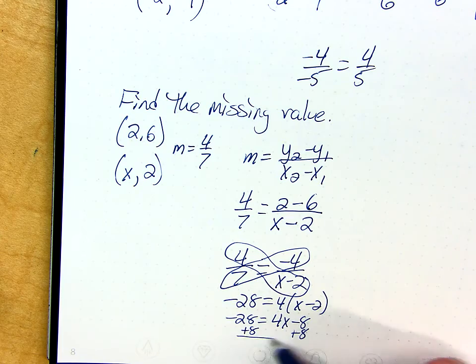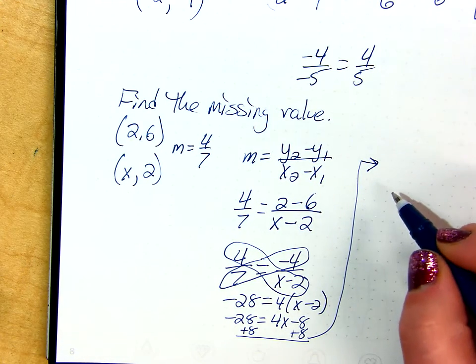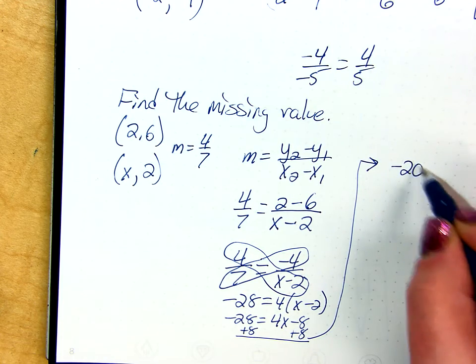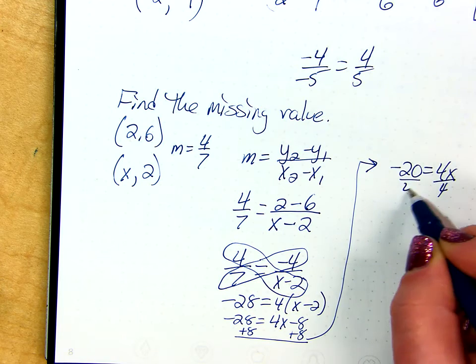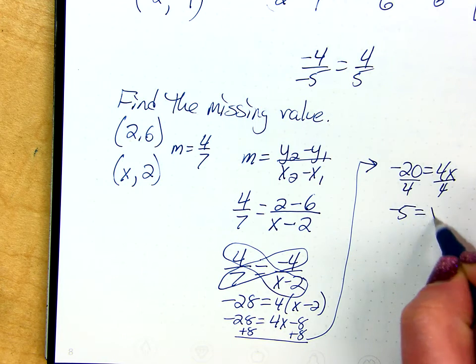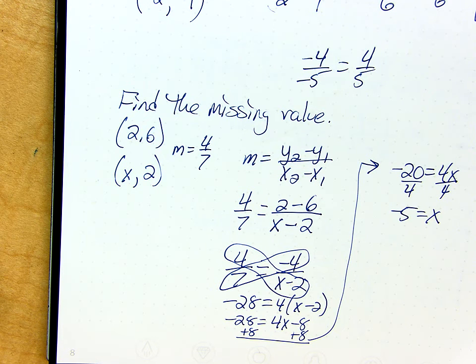I'm running out of room, so I'm going to put it over here. So -28 plus 8 is -20, correct? There we go. So that missing x value is -5. Isn't that something? But now that we've sort of done it through once, let's try another one.